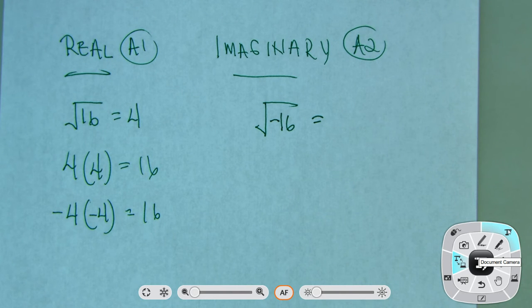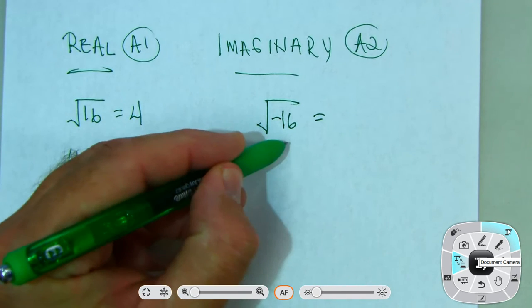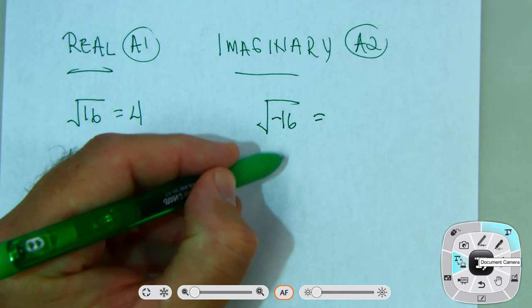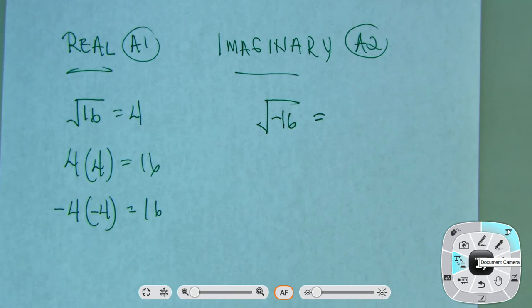Remember, in order to get a positive answer, I have to multiply a positive times positive or a negative times a negative, right? But there's no way I can multiply the same thing times the same thing and get a negative answer. The only way when I multiply and get a negative answer is to multiply a positive times a negative, right? So it's impossible to have the square root of a negative 16. Because the only way I get 16 is to multiply positive 4 times positive 4 or negative 4 times negative 4. But in order to get negative, one has to be positive, it has to be negative.